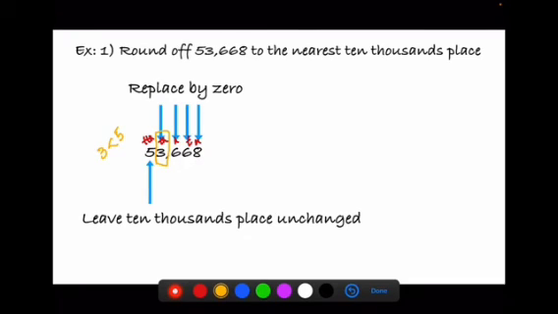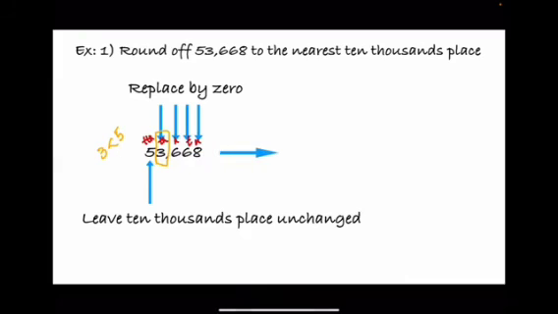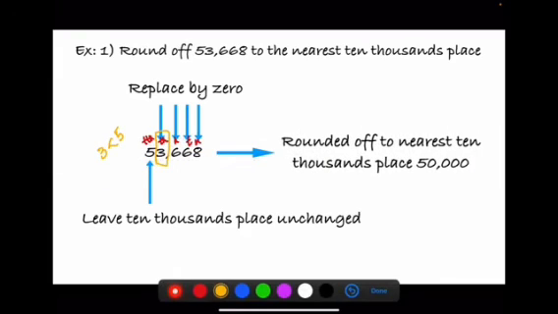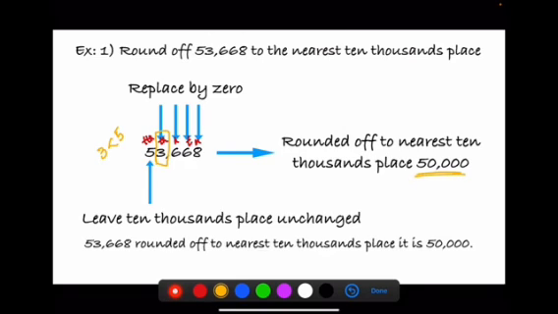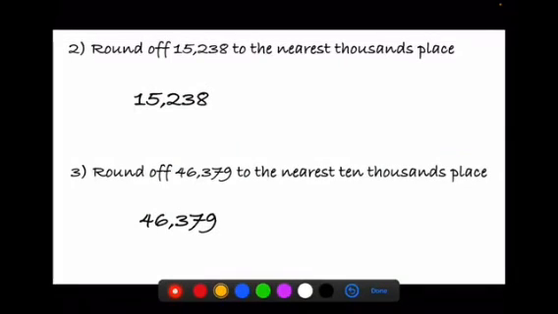We will leave the 10,000s place unchanged, and this number 53,668 is rounded off to 50,000. I hope all of you understood, children. 53,668 is rounded off to nearest 10,000s place and we get 50,000. Now moving on to another example. Now we have two problems here. You can also start doing it, children.